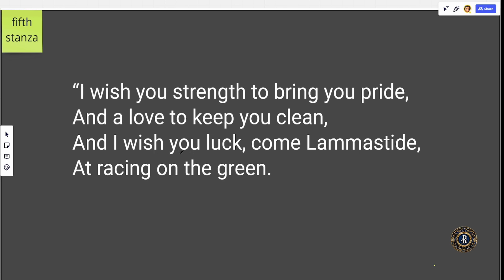So maybe that's why the speaker reminds Terence of Lammerstead. And here in the last line, the green can be a symbol for nature, prosperity, and remember this is the harvest season, time of the harvest. And also this suggests the agricultural setting of the poem.